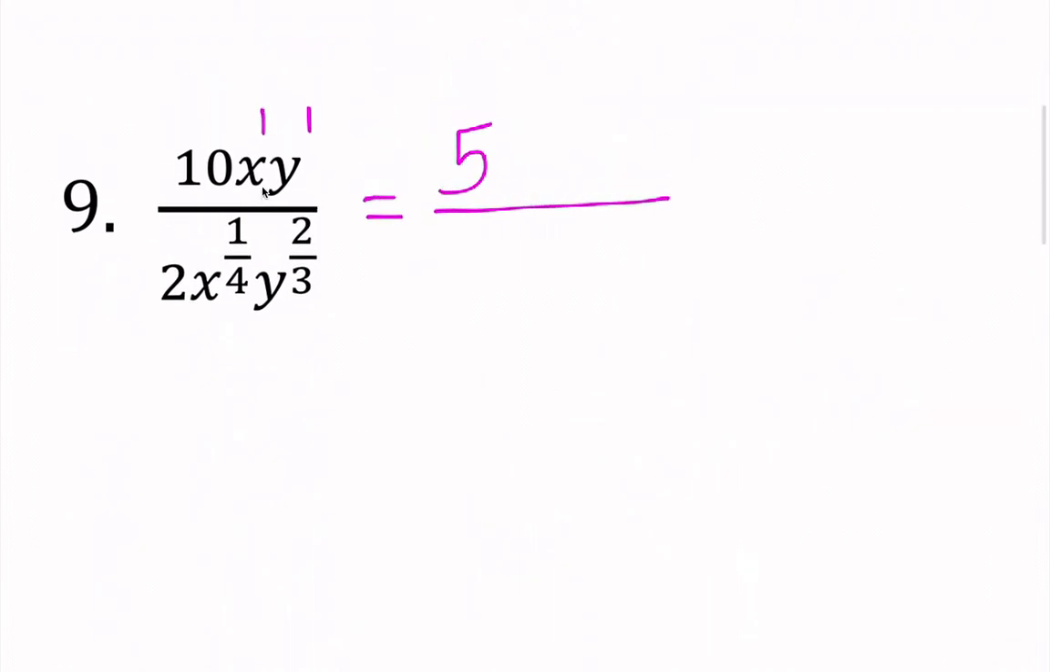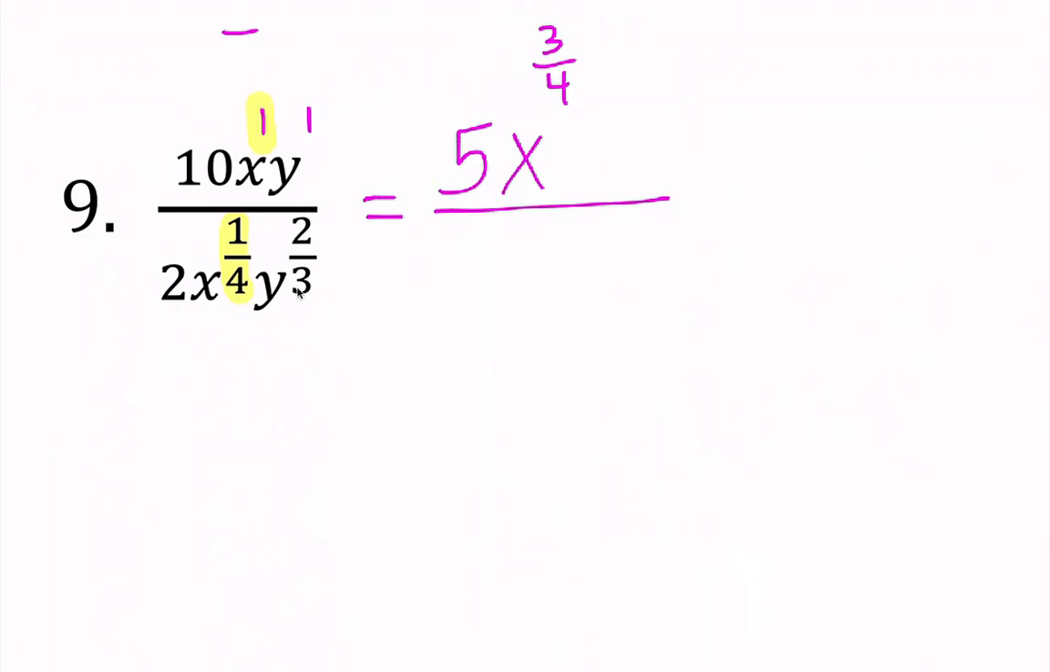I see x's on top, I see x's on bottom. 1 is bigger than 1/4, so I know x belongs on the top. When it's on top and bottom, I know the rule is to subtract. So I'm going to take 1, subtract 1/4, and that's going to give me 3/4.